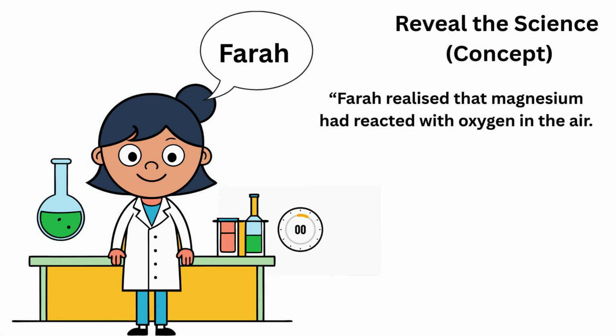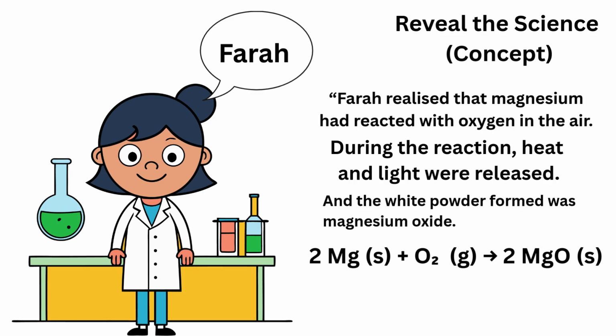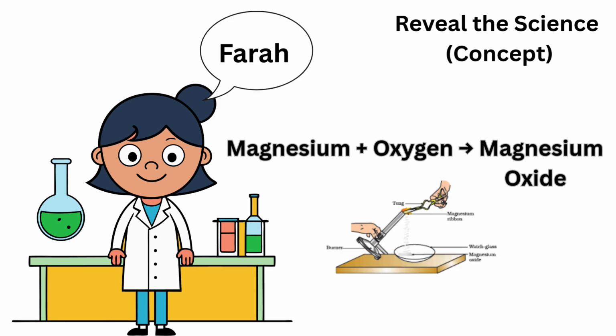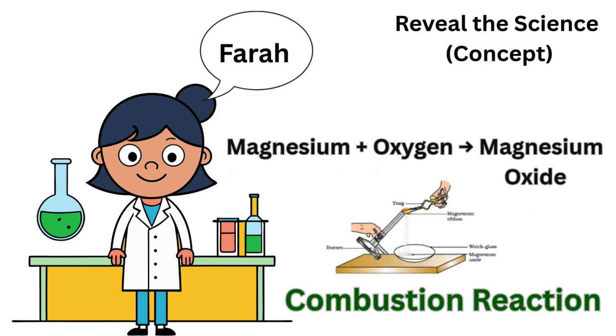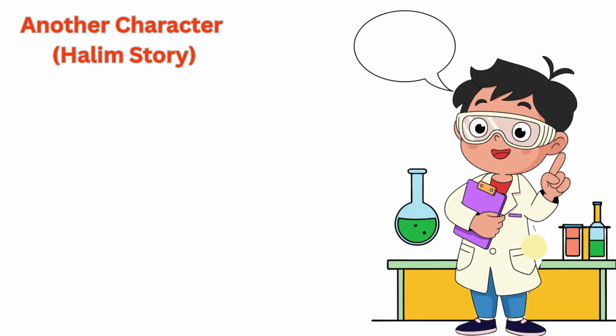Then Farah realized that the magnesium had reacted with oxygen in the air. During this reaction, heat and light were released, and the white powder formed was magnesium oxide. This type of reaction is called a combustion reaction. So now you can write in your notebook: magnesium plus oxygen produces magnesium oxide. Now another student named Halim wanted to investigate further.